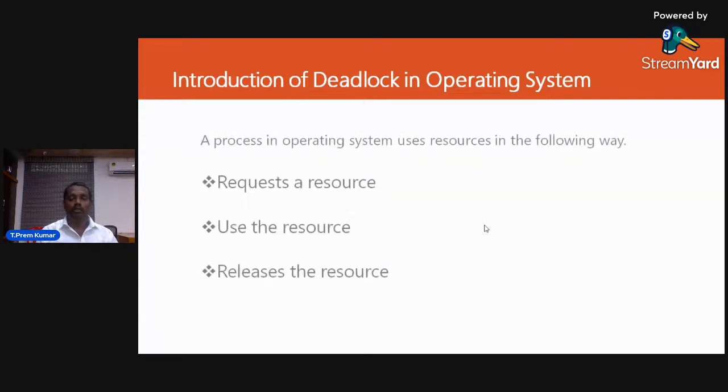It can be solved using these techniques. Whenever a process is executed by an operating system, the resources can be used in the following ways. First, it has to request a resource, how much it requires, and once it has been utilized, it has to release the resources. So these are the ways: request a resource, use the resource, and release the resource.